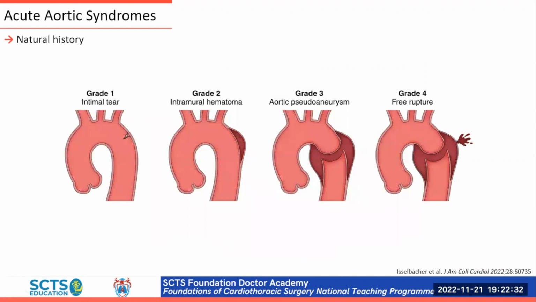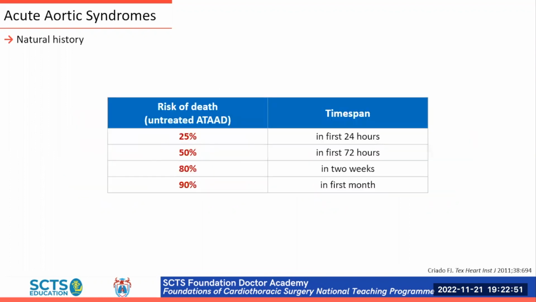And obviously, the timing of surgery is also related to the severity of the stage of the acute aortic syndrome. From grade 1, grade 2, grade 3 and grade 4, you can plan an urgent operation. Grade 4 is definitely an emergent operation. Again, if you don't treat type A acute aortic dissection, 80% of the patients are dead within 2 weeks.